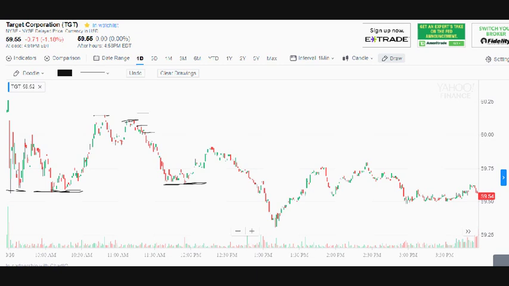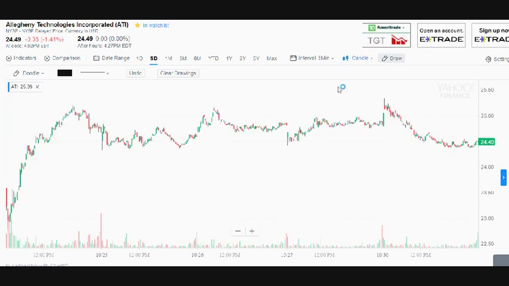Let's look at another one. Now this is several days of Allegheny Technologies, and I just want to show you a few things. Right here, there's support. It bounced off it, keeps bouncing off it, bounced off it again. That's 1, 2, 3, 4 times it bounced off it. Let's see if there are any others. I don't see anything real good in that one. That's just a steady trend.